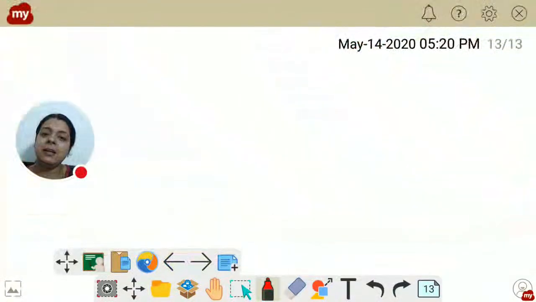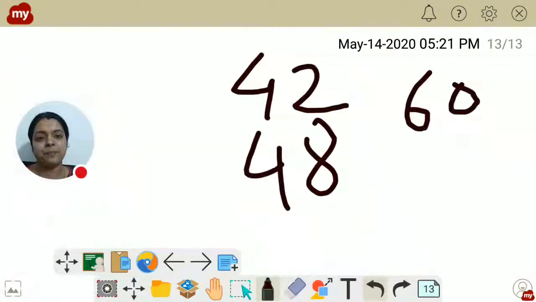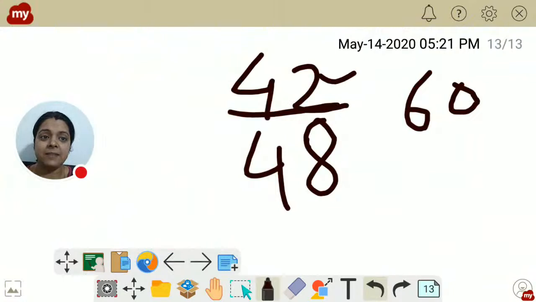For the experiment, I'll just take a few numbers which are divisible by 6, which come in the table of 6. First you check whether the number is divisible by 2 or not. Undoubtedly yes, it's an even number, so it is divisible by 2. Now we have to check whether it is divisible by 3 or not.